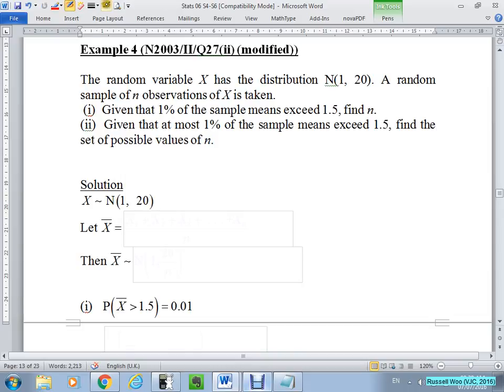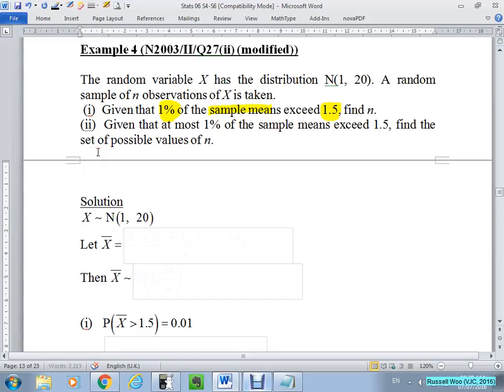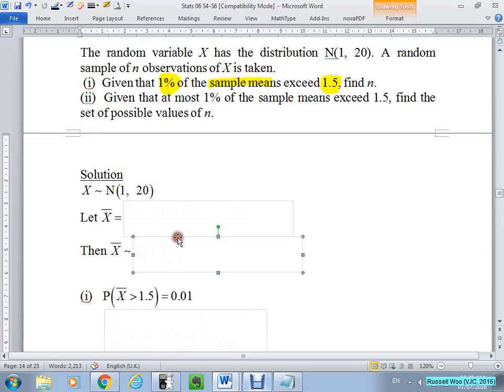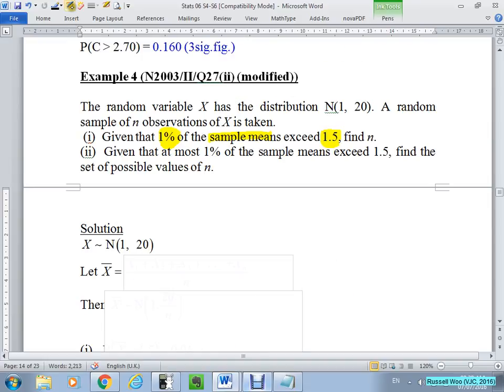Given that 1% of the sample mean exceed 1.5. Now you're given a particular thing, sorry. Okay, let's do this. This one easy, this one from the question.